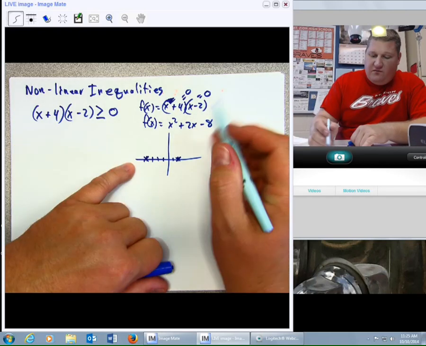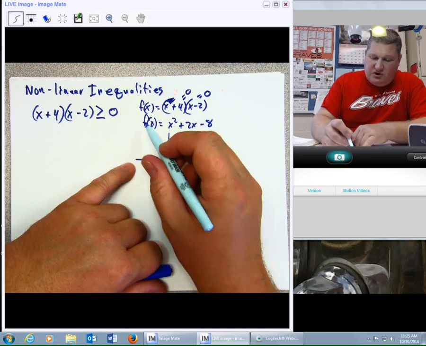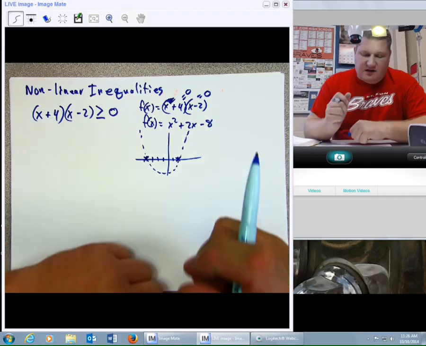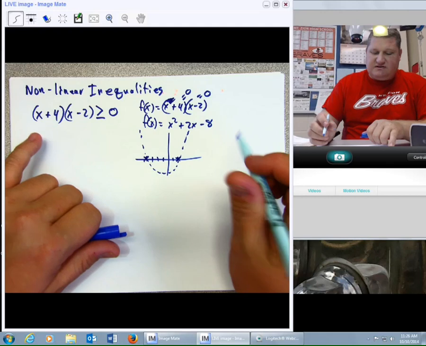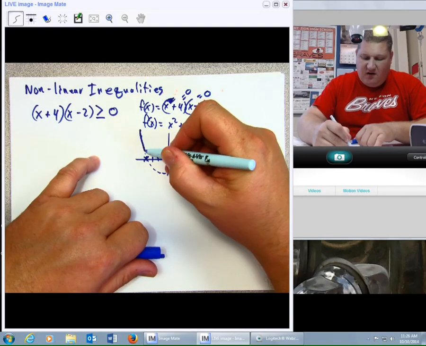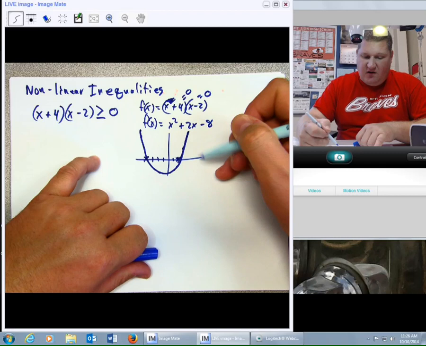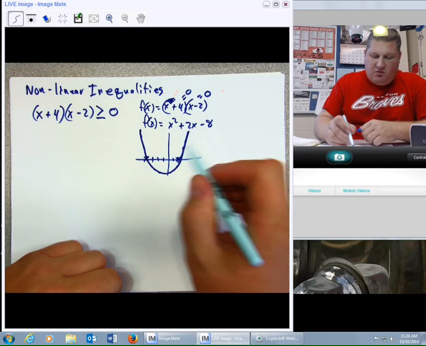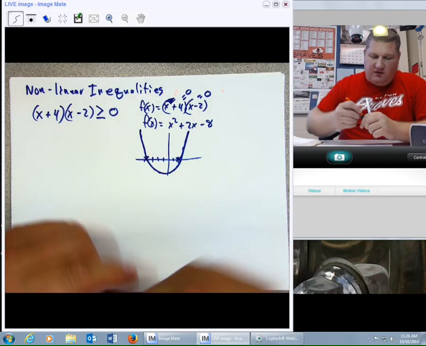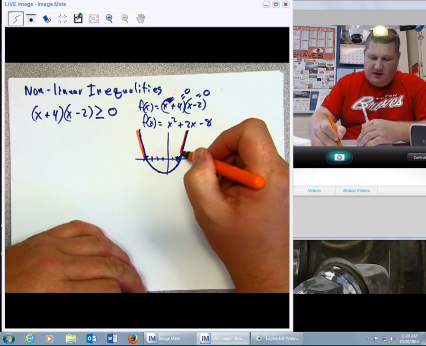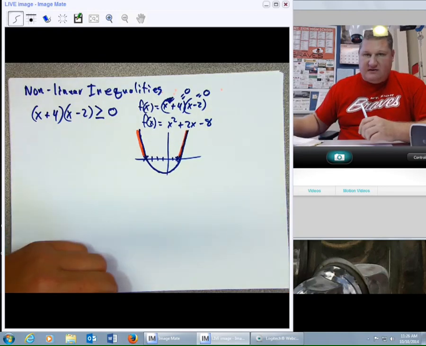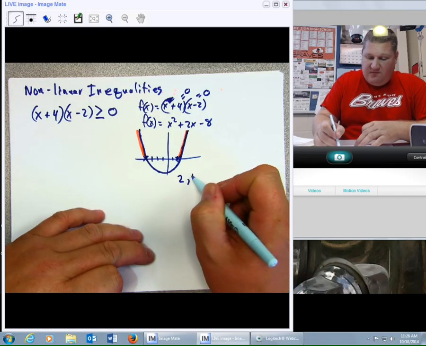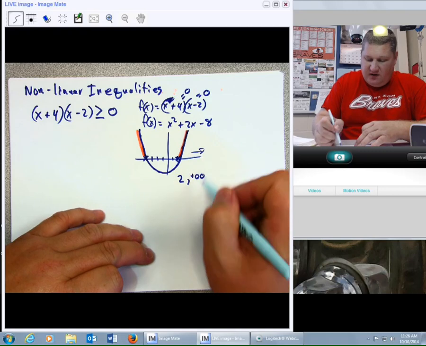Now, we know it's a parabola, and we know it opens up, so somehow it does this. Now, what we're actually asking is, where is the graph itself greater than 0? That's really what we're asking. So where's the graph itself greater than 0? Well, the easy answer is, well, here and here. Okay, well, where is that? Well, that's going to be from 2 to infinity, because it's going this way, infinity, okay, remember.